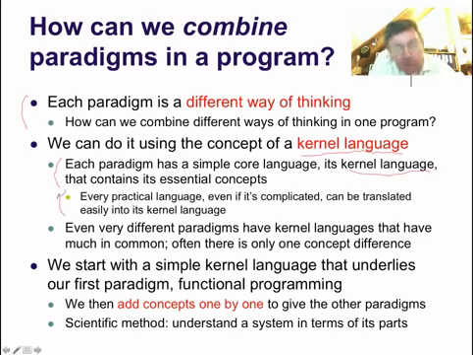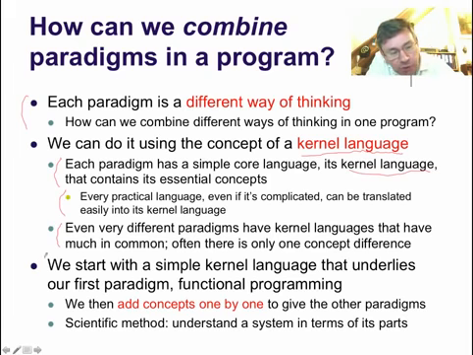So even complicated, realistic, practical languages with lots of bells and whistles can be translated into a kernel language which is simple. And then we notice that even very different paradigms have kernel languages that have much in common. And often only one concept makes all the difference. So for example, between functional programming and deterministic data flow concurrency, there is one concept. Between functional programming and object-oriented programming, there's also one concept, a different one. So there is a lot of commonality even between paradigms that seem very different.